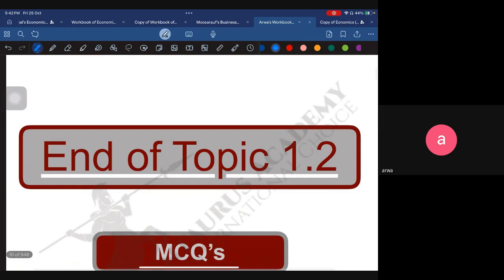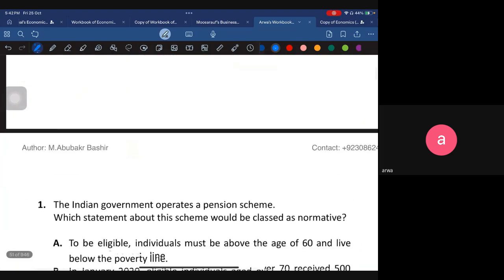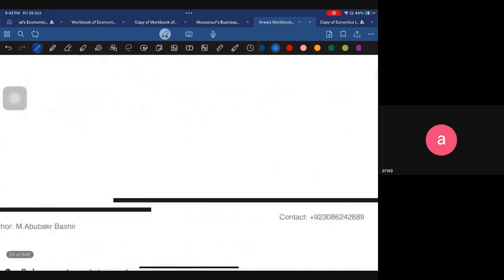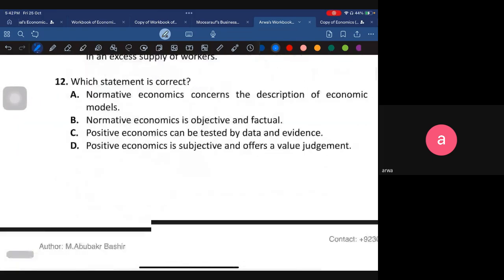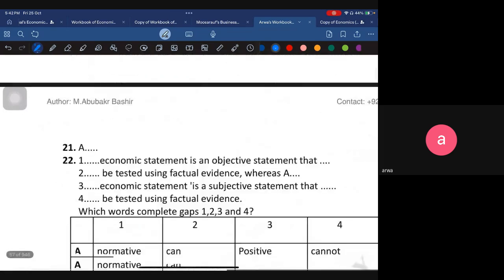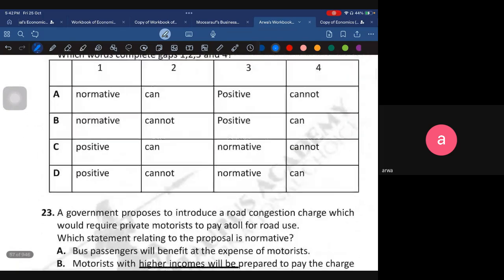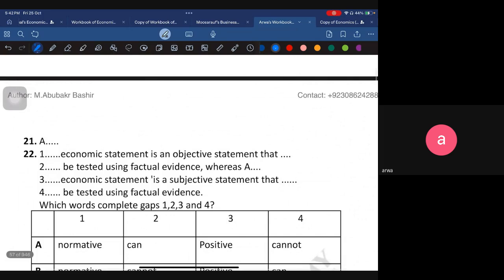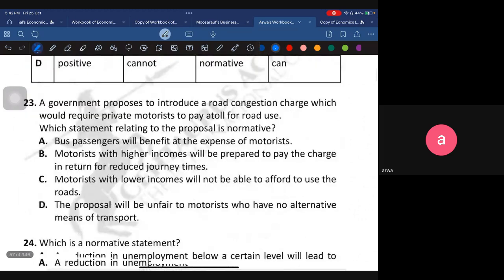There's again an end of topic 1.2 MCQs. A lot of work coming your way, one after another, right? So after these MCQs, we start off. There is one I just want to make clear to you: this particular one is not an MCQ, so you do not need to do it.